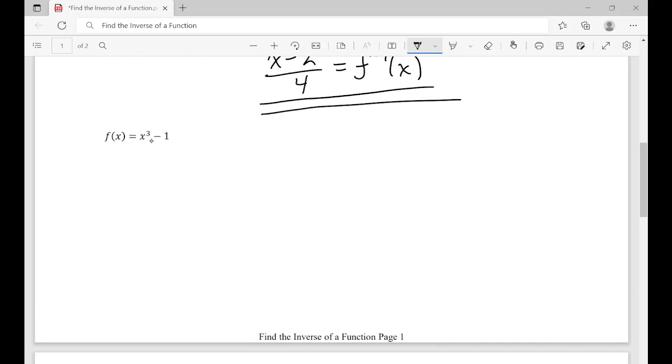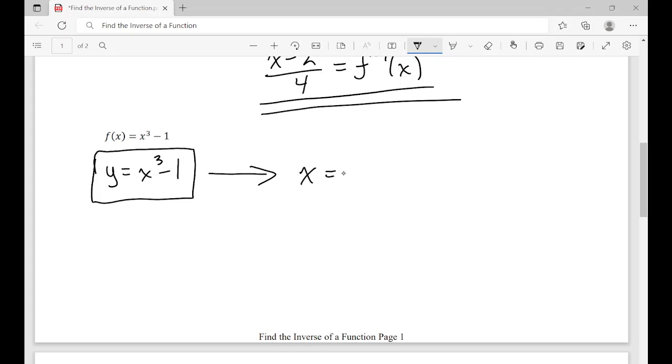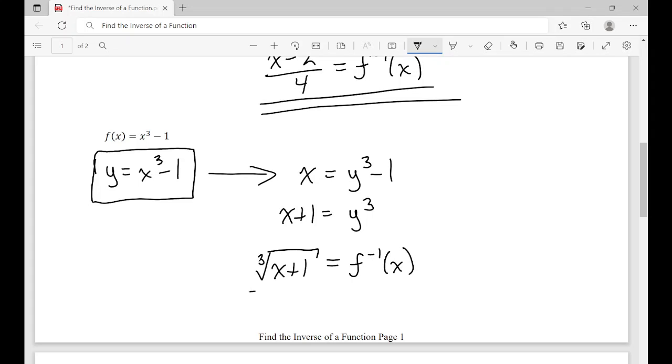Here is f of x equals x cubed minus 1. So y equals x cubed minus 1. Going to switch the x and y's now. So we're going to have x equals y cubed minus 1. And now we're going to solve for y. Add 1 over. X plus 1 equals y cubed. And now I'm going to take the cube root of both sides to get rid of the cubed here. So it's going to be cube root of x plus 1 equals y. Now that I again have y by itself, I'm just going to change this out to f inverse of x. And here is my inverse function for this equation.